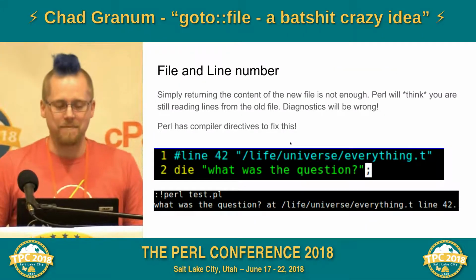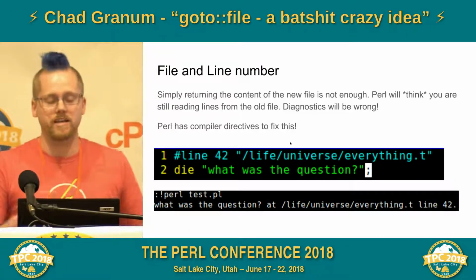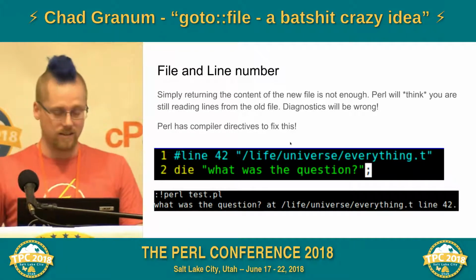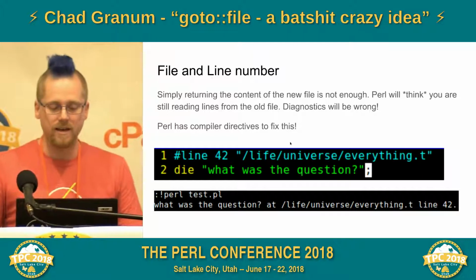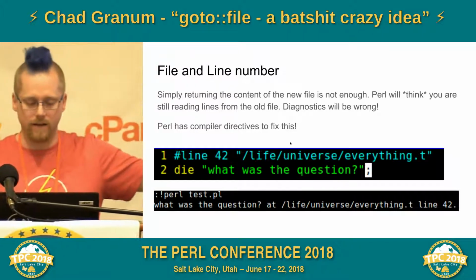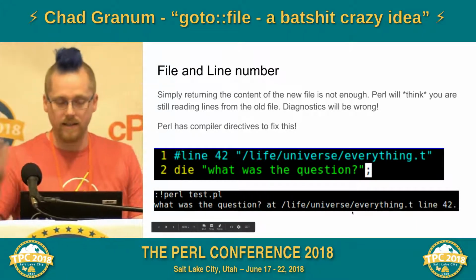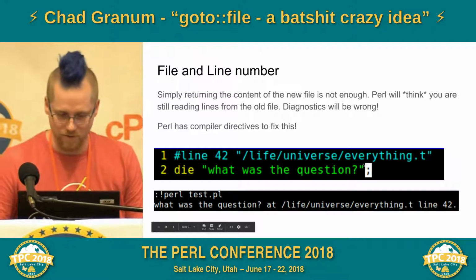File and line number. If you simply jump to another file, if you just bring in the code from another file, Perl's going to think you're still on the original file and the original line number. But thankfully, we've got compiler directives that let you change the line and file on the fly. So with this example, we can see it thinks it died, life, the universe, and everything, line 42.